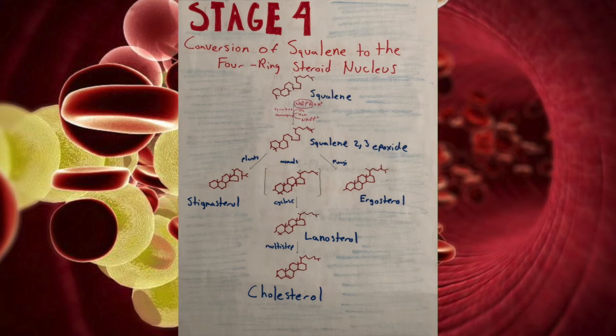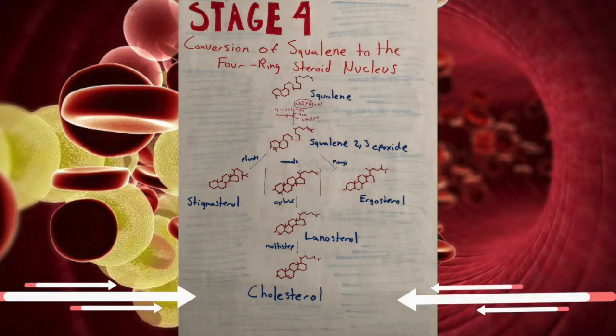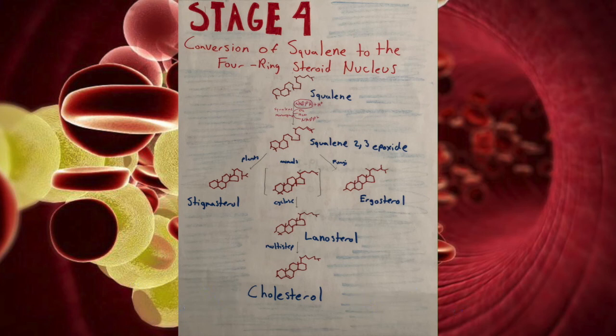In most animal cells, this cyclization results in the formation of lanosterol, which contains the 4 rings characteristic of the steroid nucleus. Lanosterol is finally converted to cholesterol in a series of about 20 reactions, which include the migration of some methyl groups and the removal of others.